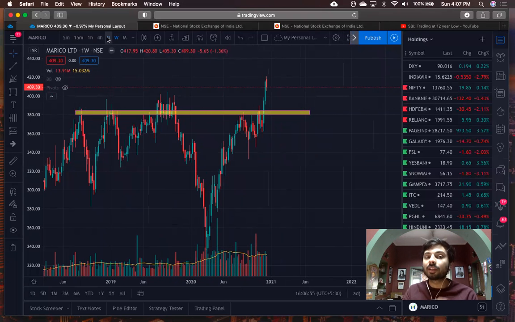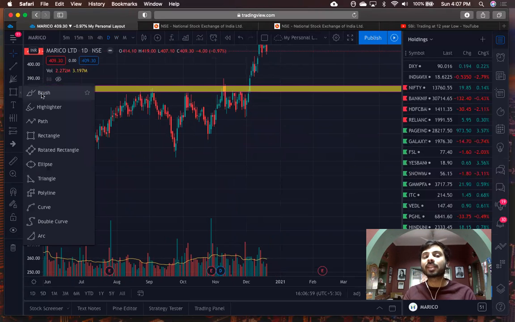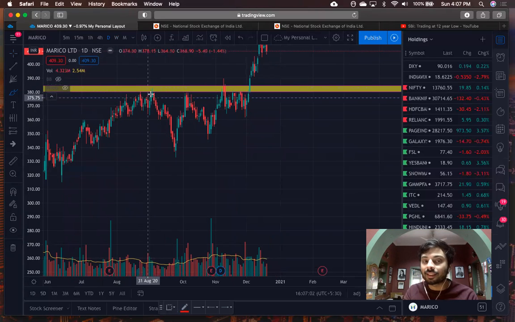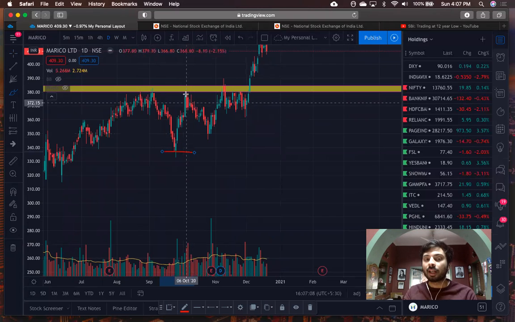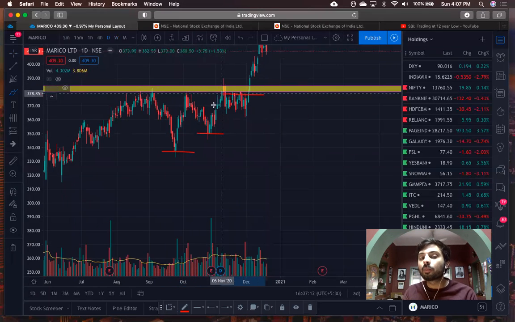And now let's come to the daily charts. We've done our marking on a bigger time frame. And on the daily chart, what did we see? We saw that when the market hit this level, it had to go down. It's a strong resistance. But the first time it went down, it made a low over here. The second time it went down, it made a low over here. And the third time it started to build up.